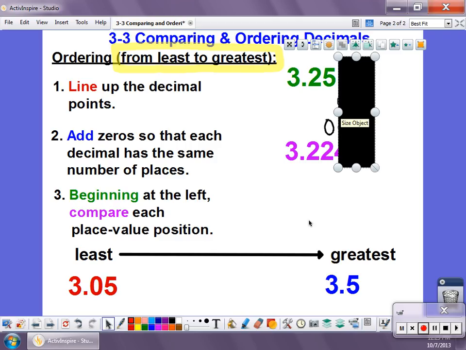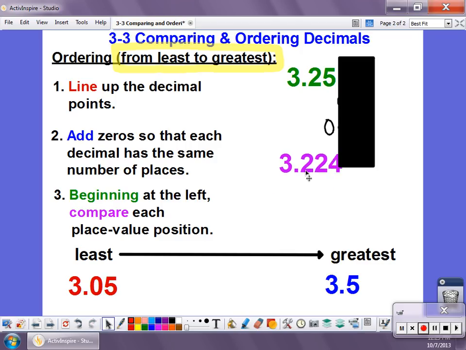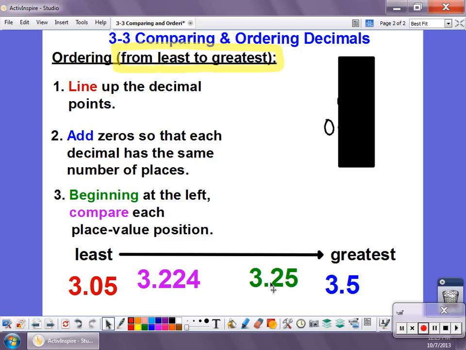I'm going to look at the next place value position, the hundredths, now. This has 25 hundredths. This has 22 hundredths. So which is smaller, having 22 out of 100 pieces or 25 out of 100 pieces? Well, 22 is going to be smaller than 25, so that's how I can put these in order. And that's how you place numbers in order from least to greatest.